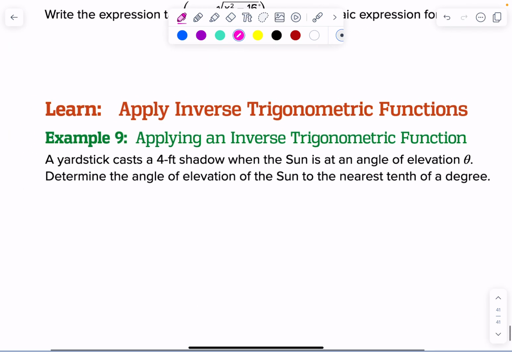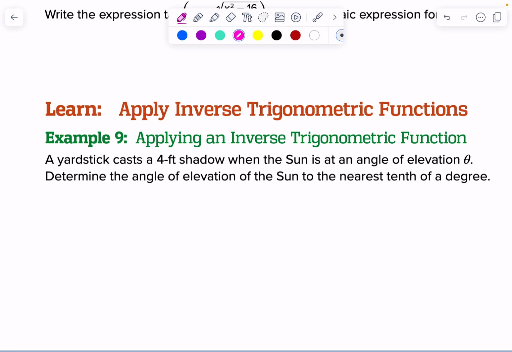So go to the very back. We're going to do example 9 first, and then we're going to backtrack. We'll go back to the very beginning because I'm going to show you why inverse trig functions exist. And most of you should know this already if you've had geometry or you're taking geometry this year. Some of you just recently did this.